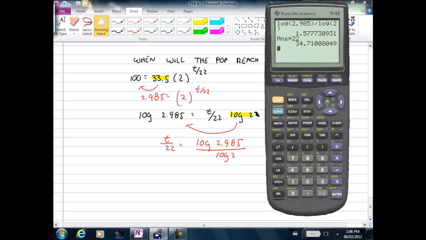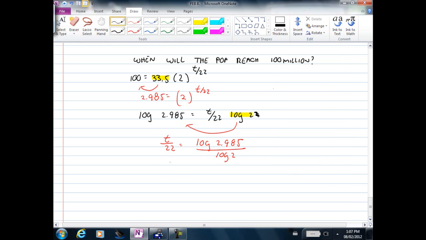34.71 years. So in 34.71 years from now, surprise me, it'll be in 2040, roughly 2047. In 2047, our population will reach 100 million. So my answer is T equals 34.71 years from now. Guys and gals, that's called type 3.